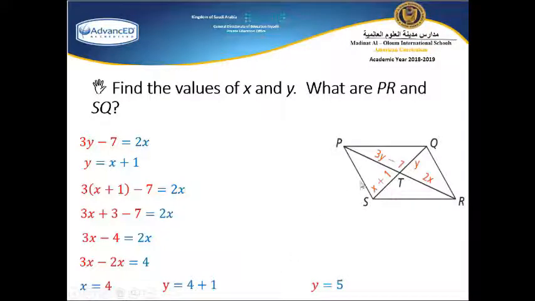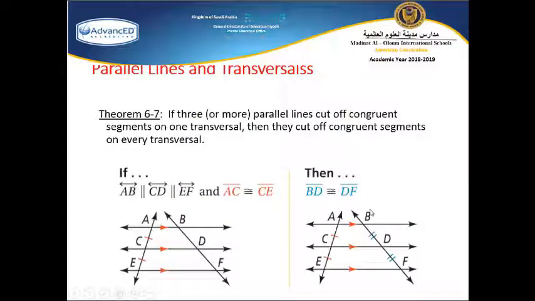After that, we can find the lengths of PR and SQ. Here PR, this is 3y minus 7, then 3 multiplied by 5 is 15. 15 minus 7 is 8, and this side also is 8. Then here PR is 16. Let's find the length of SQ after finding the values of x and y. X we said is 4, then 4 plus 1 is 5. Then the whole length of SQ is 10.